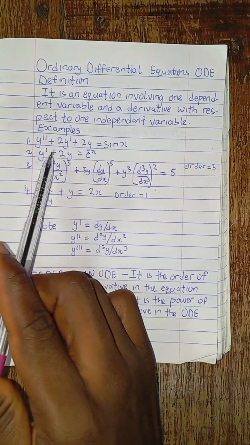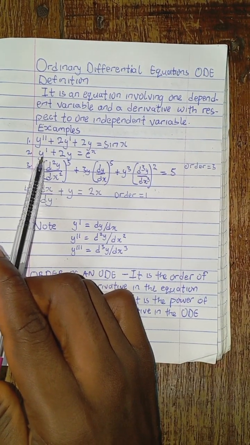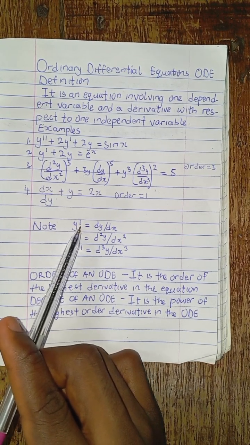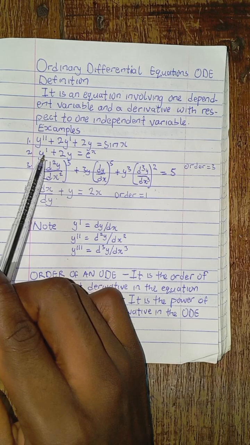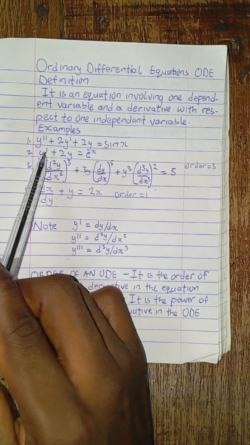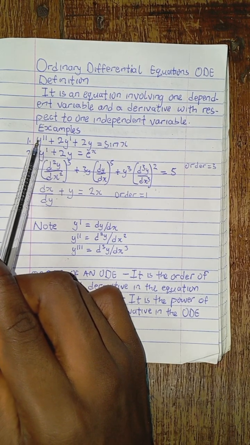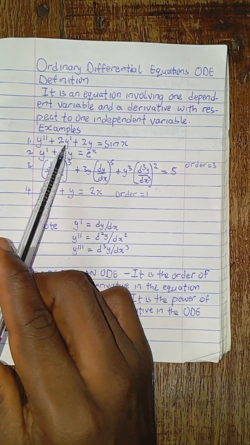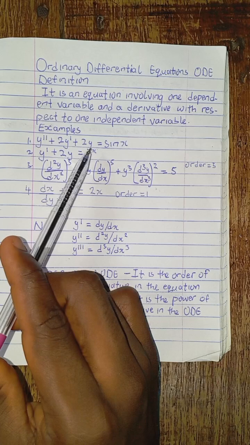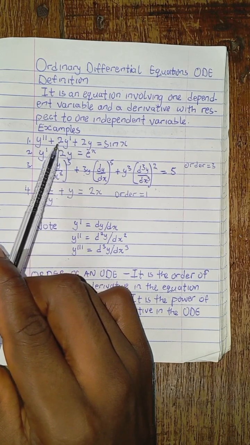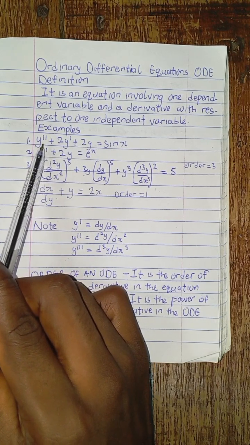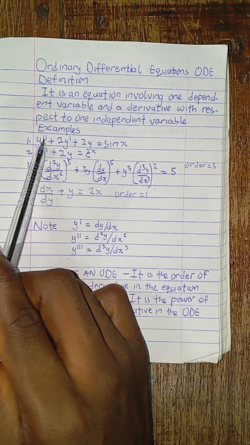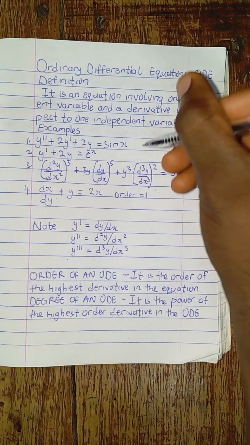Then in the second example, the order is 1. Remember, I told you y prime is also the first derivative, and since it is the only derivative here, the order is 1. In this one, we have y prime prime and 2y prime. Automatically, from the definition, the order of this equation is the highest derivative, and that is y prime prime. This is the second derivative. So the order is 2.